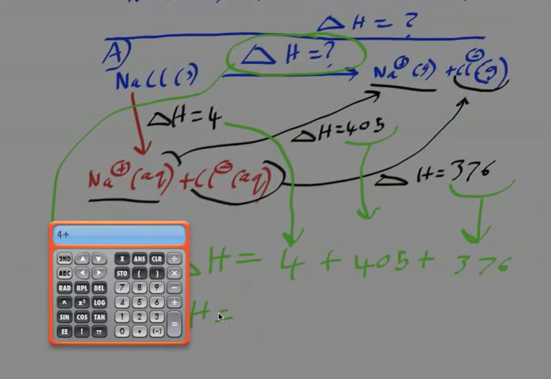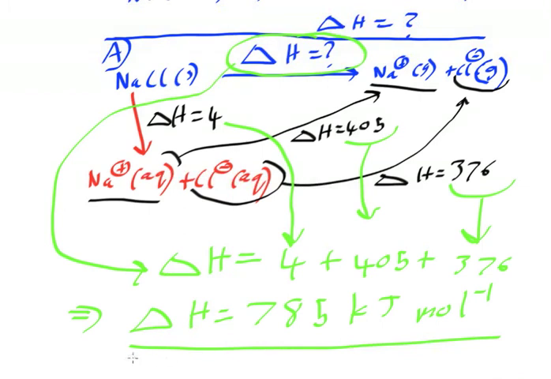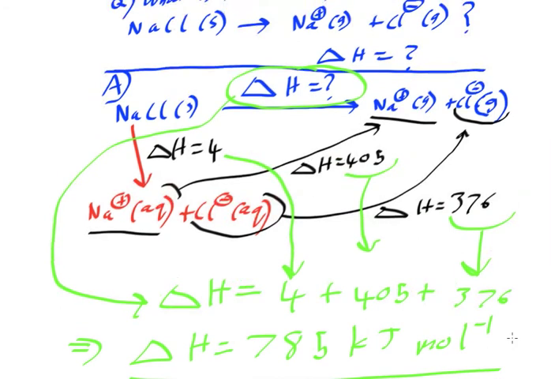4 plus 405 plus 376. What do I get? I get 785. So my delta H is 785 kilojoules per mole, because when we do our final answer it's important that we write in the units. So that's the energy that we need to put in to take sodium chloride as a solid and break it up into its separate ions in a gaseous state.